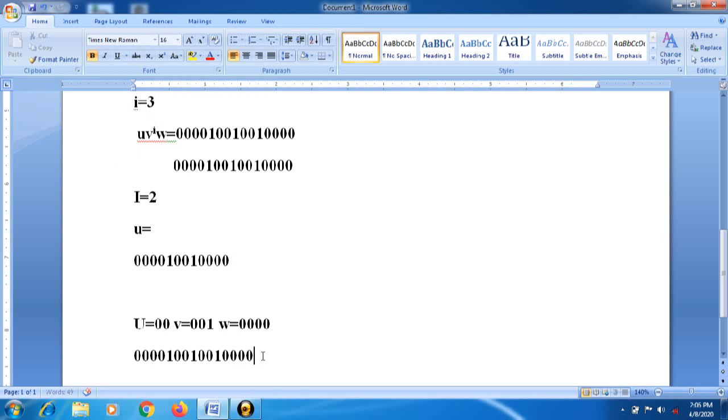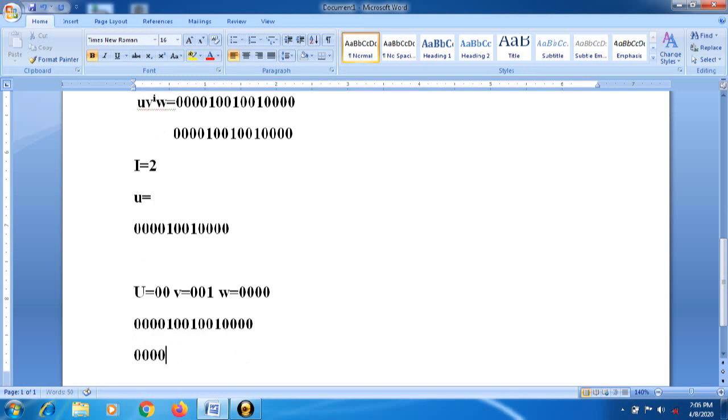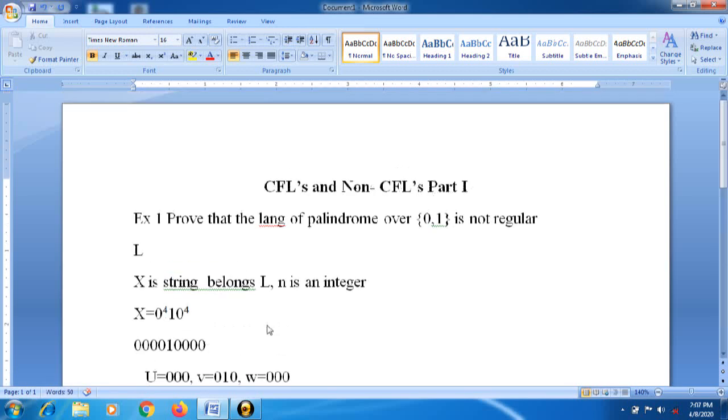Now check, is it possible to take its reverse? Check it. 4 zeros, we are considering from right to left. 4 zeros, then 1, again 001, 001, and 4 times 0. So according to that, is our given language a palindrome or not? For such examples, yes, it is regular, but we have changed its example. It may be possible that the given language is not regular.